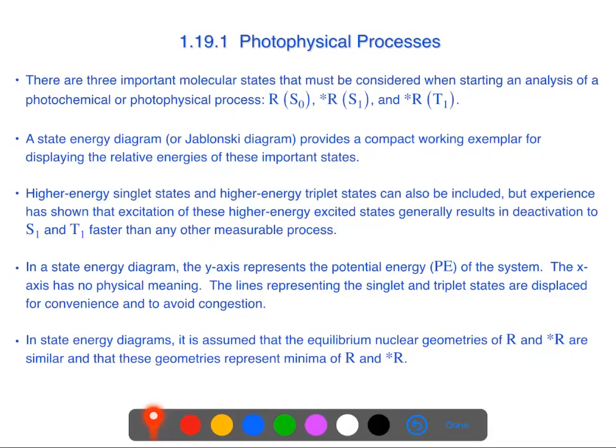The x-axis has no physical meaning. The lines representing the singlet and triplet states are displaced for convenience and to avoid congestion. In state energy diagrams, it is assumed that the equilibrium nuclear geometries of both R and R star are similar, and that these geometries represent minima of R and R star. So let's look at an example of a state energy diagram.